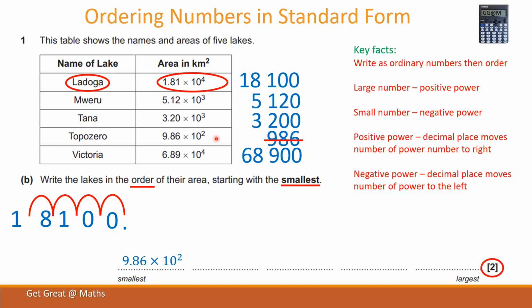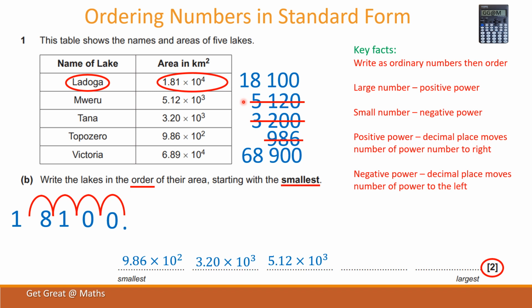We're now going to look for the next smallest. So we look down this column here for the thousands. The smallest one is this one here, so 3,200. So we're going to write down 3.2 times 10 cubed because we always write it in the standard form version. Then we cross it out. Again, looking down this column, the next smallest is this 5,120. So it's 5.12 times 10 cubed.